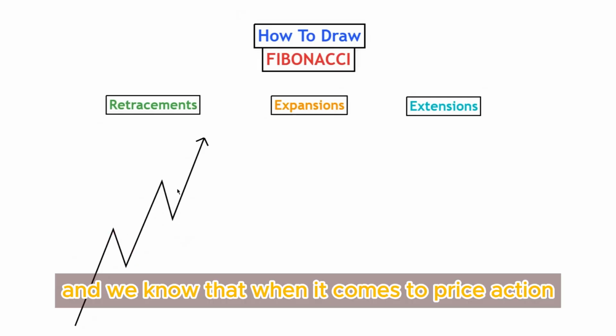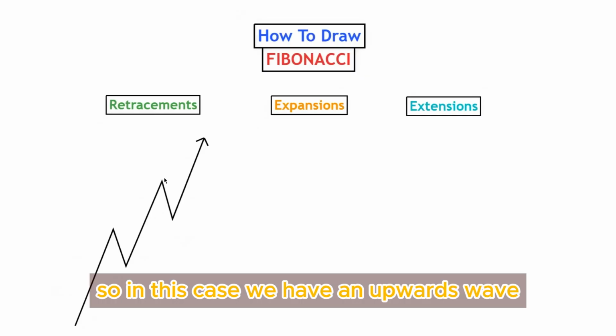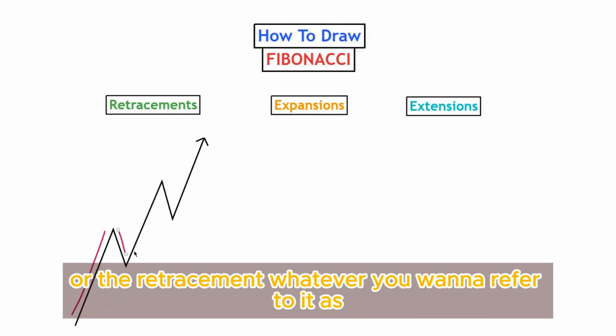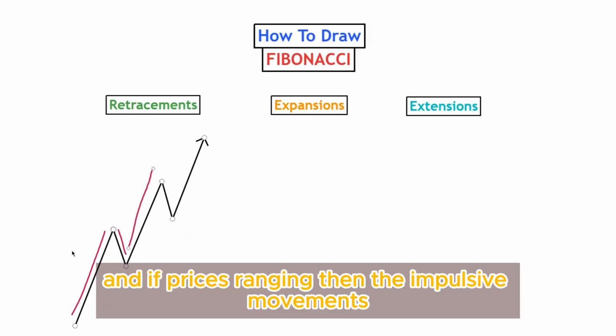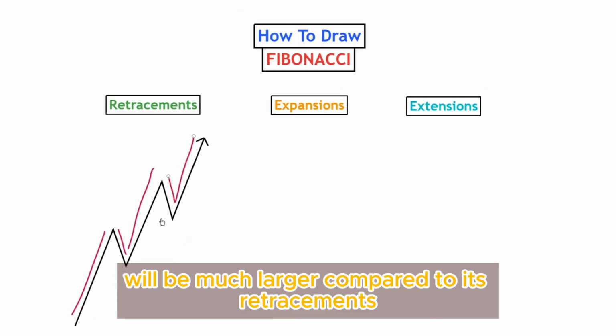And we know that when it comes to price action, the market moves in waves. So in this case, we have an upwards wave, which is much stronger and larger compared to the corrective wave or the retracement, whatever you want to refer to it as. And if price is trending, then the impulsive movements, or the movements that are going in the direction of the trend, will be much larger compared to its retracements.